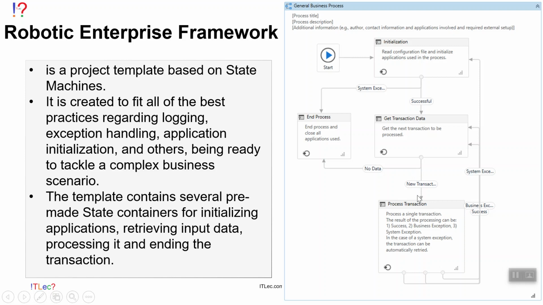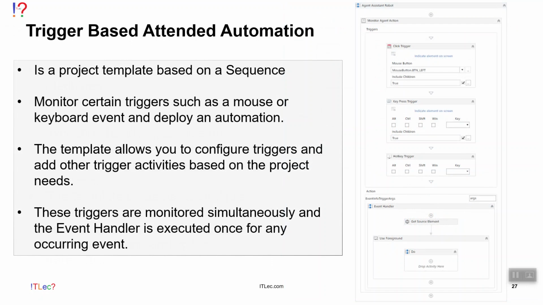Okay, trigger based automation. It is a project template based on sequence. So something happened, do this. It is actually used for attended mode to monitor certain triggers such as mouse or keyboard events and deploy an automation. This template allows you to configure triggers and add other trigger activities based on the project needed.